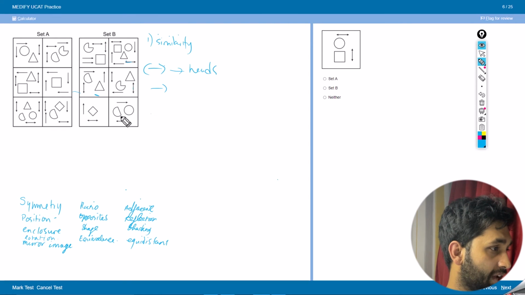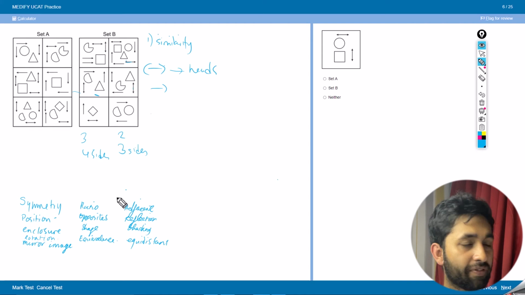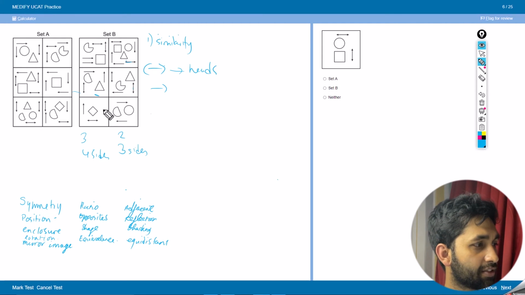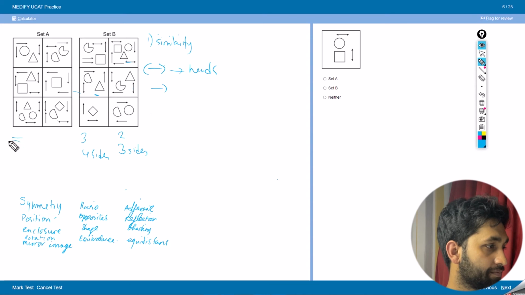Okay, 1, 2 arrowheads. 1, 2. 1, 2. 2 arrowheads, 3 sides in total. 3 arrowheads, 4 sides in total. Okay, so it's kind of that number of arrowheads minus 1 sort of thing. So the number of sides minus 1 equals the number of arrowheads. For this one here, 2, 4, 6, 1, 2, 3, 4, 5, 6, they equal the same. So arrowheads equal the same.